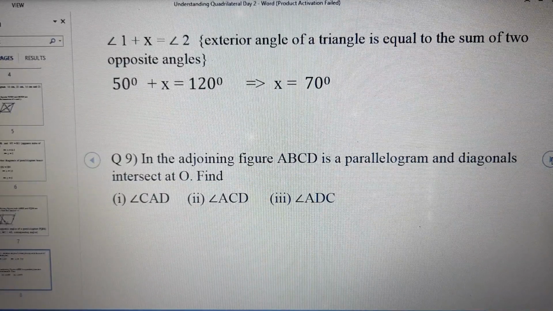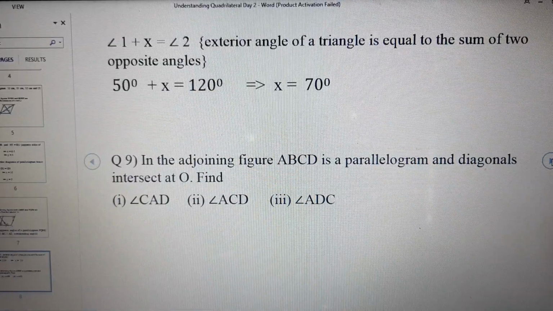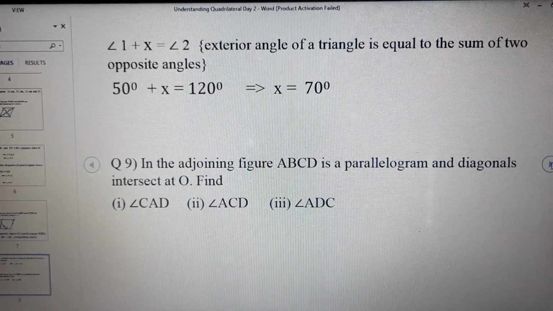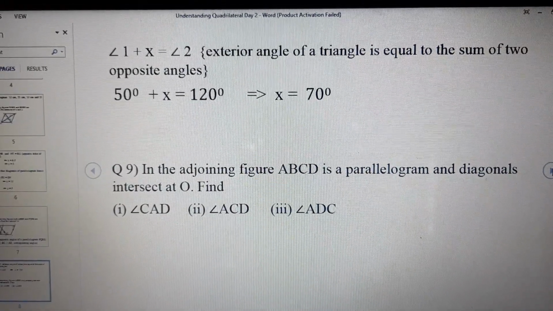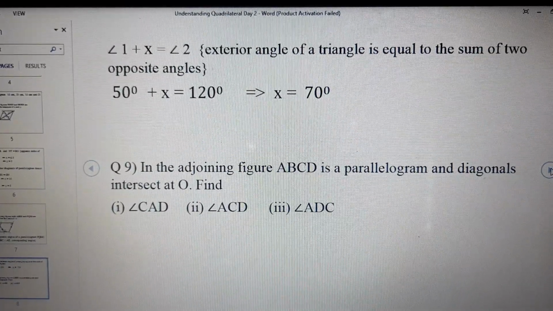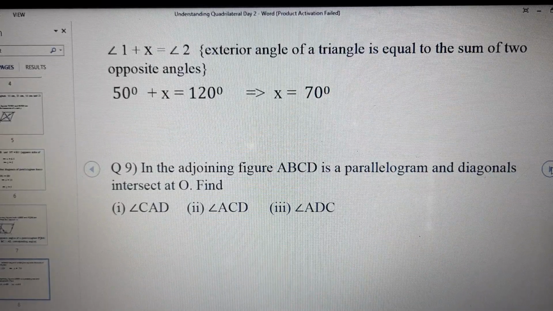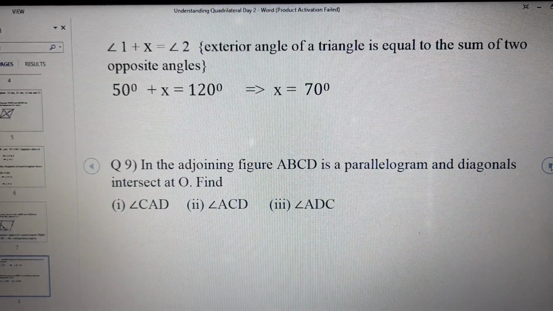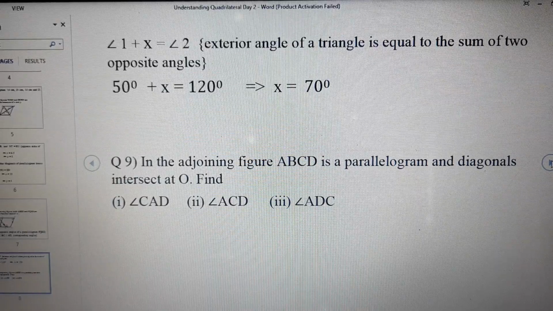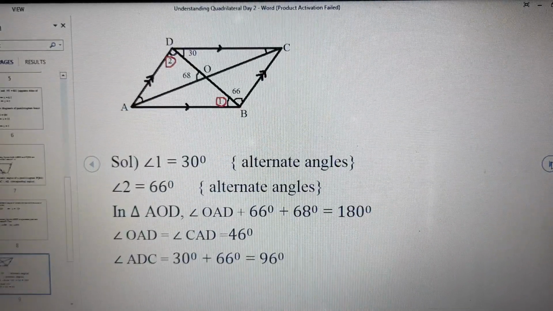Question number 9, it says that in the adjoining diagram, ABCD is a parallelogram and the diagonals intersect. They have written intersect, but actually diagonals of a parallelogram bisect each other. So they bisect each other at O. We have to find out angle CAD, angle ACD and angle DAC.